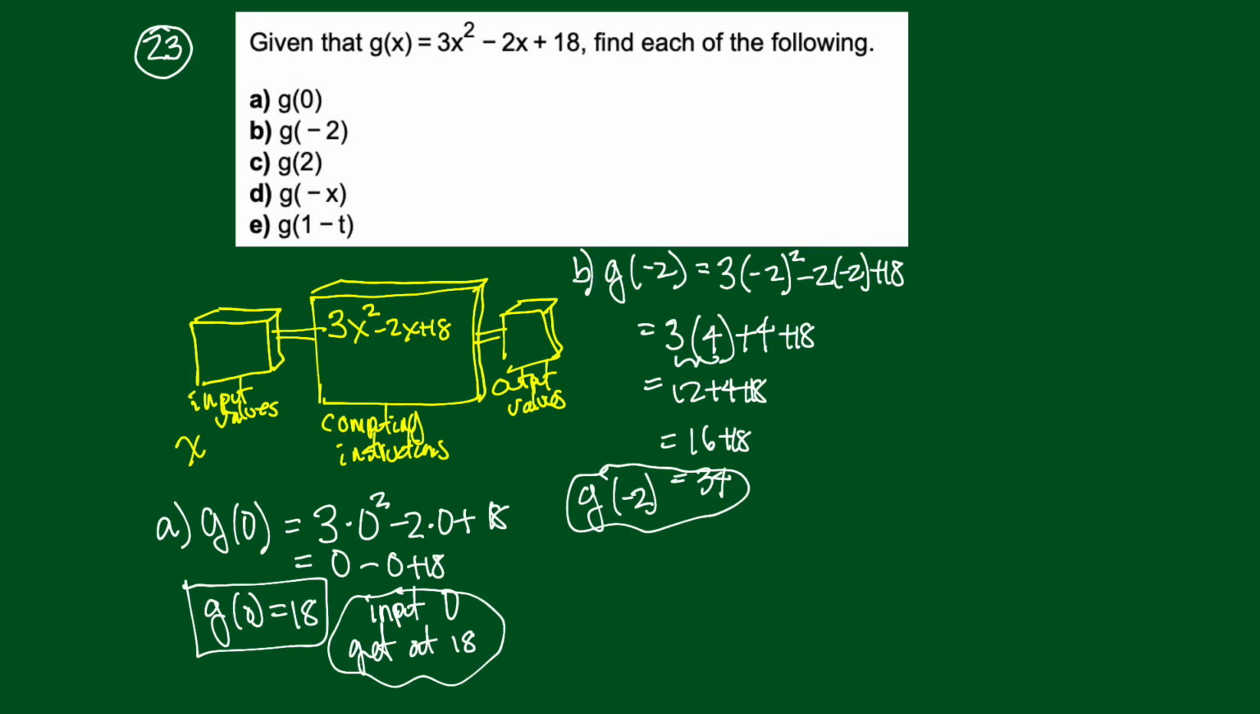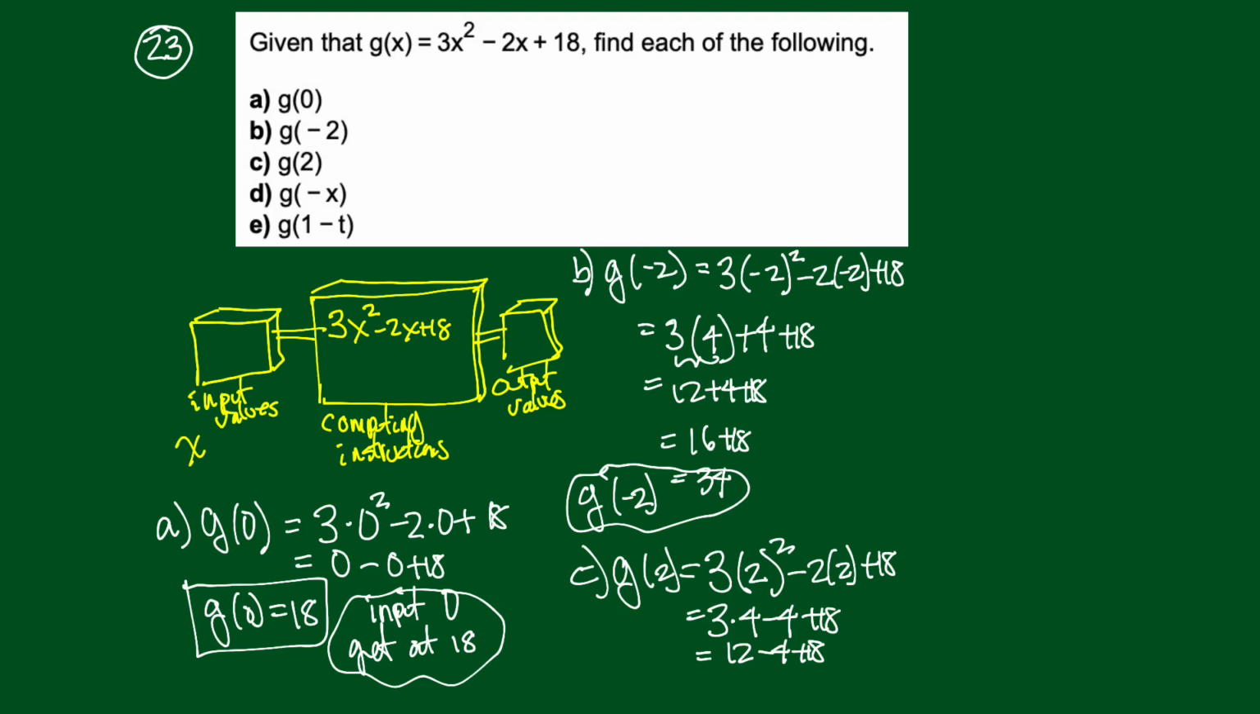Now what about part C? All right, let's take a look at C. What does g do to a 2? All right, so put a 2 in here now. It's going to be 3 times 2 squared minus 2 times 2 plus 18. This is 3 times 4. Now, -2 times 2 is -4 plus 18. Now we're at 12 minus 4 plus 18. 12 minus 4 is 8 plus 18. We get a 26. All right, so I'll write it here. You put in a 2, and g converts it to a 26.